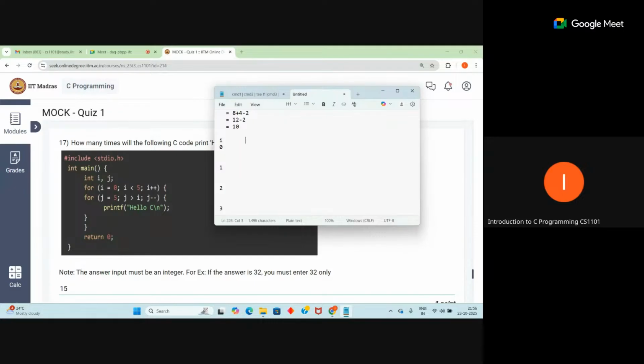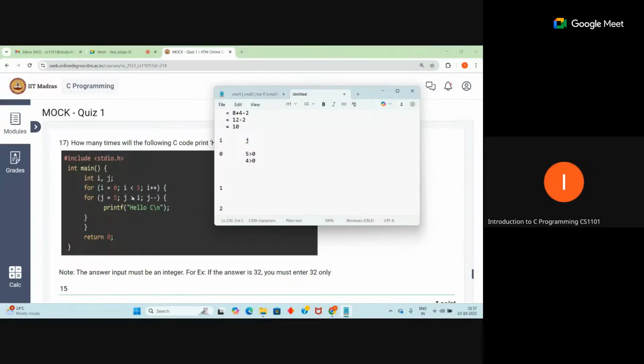Now let me check the possible J values. J is the inner loop. When I equals 0, J will execute the complete loop. What are the possible values for J? It starts from 5 and executes while 5 is greater than 0 the first time. Next time J will be 4, because of J minus minus, and 4 is greater than 0.